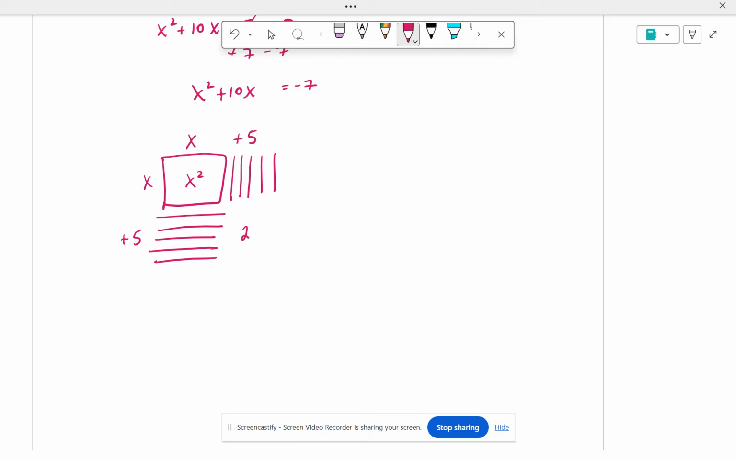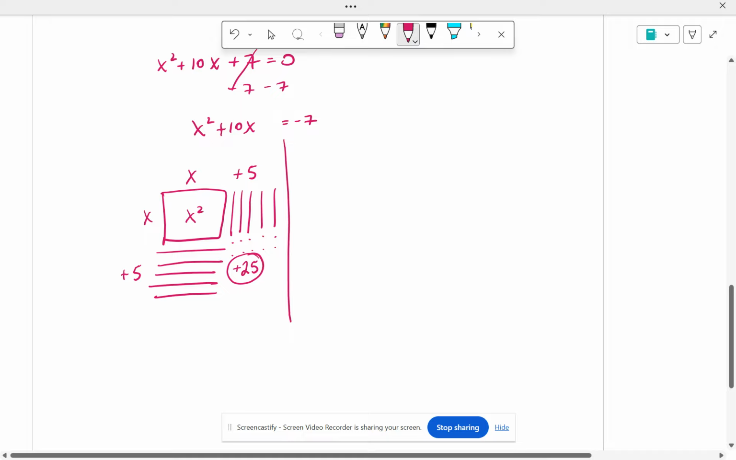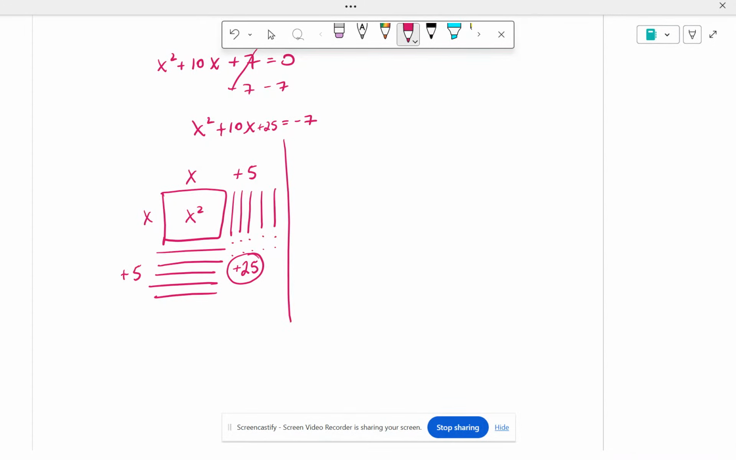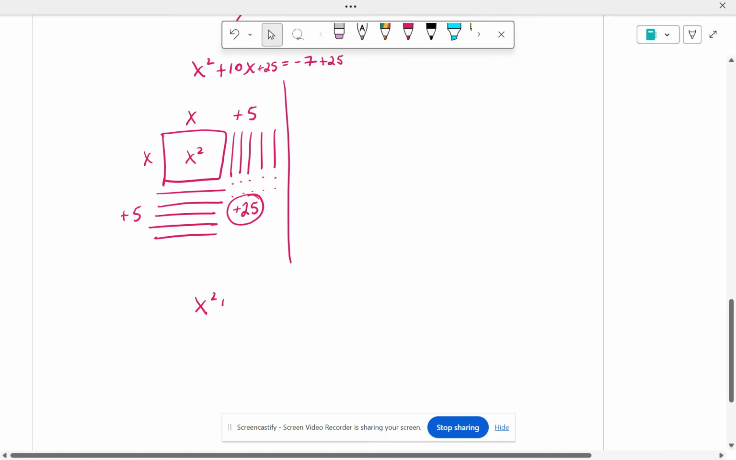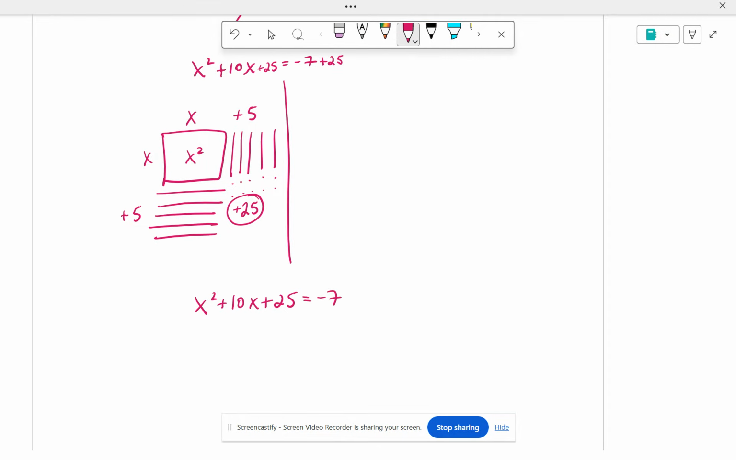I now need to complete the square. I'm going to draw out 25 dots in order to complete the square, but that feels a little insane, so I'm just going to add 25 here. Remember, it's always this number times this number, right? That completes a square. So since I have added 25 on this side to complete the square, I must add 25 on this side. I am now left with something that looks like this.